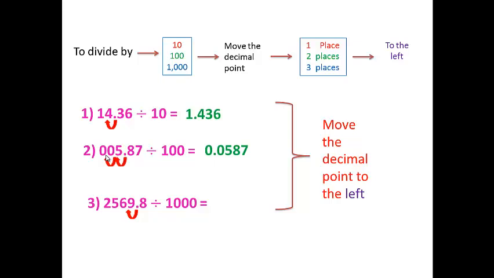Now, we have here divided by 1000. So, move the decimal point to the left 3 places, 3 moves back. 1, 2, 3. The point will sit between 2 and 5. 2.5698.